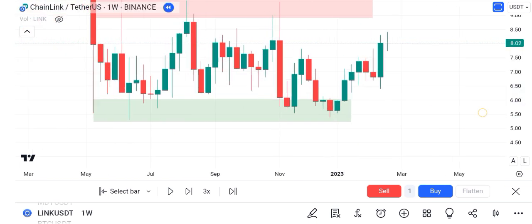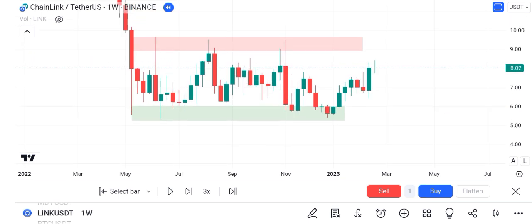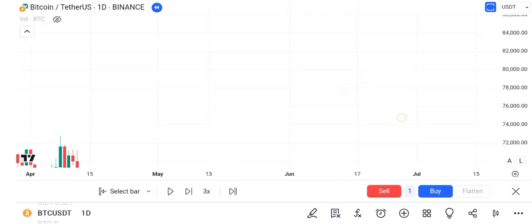So always buy on support and sell on resistance. Again repeating, support is a zone from where the price takes a bounce and resistance is a zone from where the price takes a rejection. Always buy on support and place a stop loss. Stop loss is a must in trading.